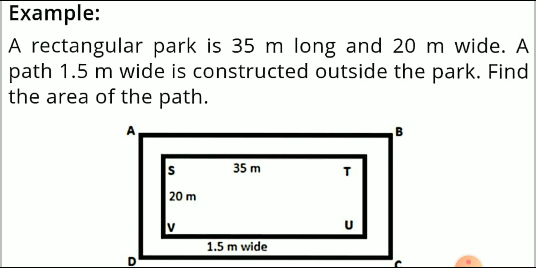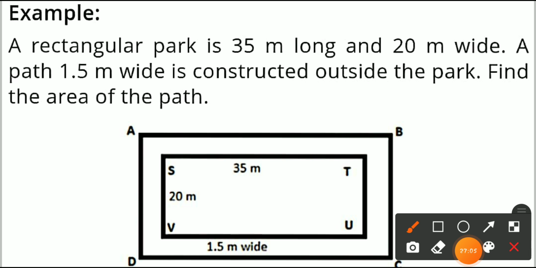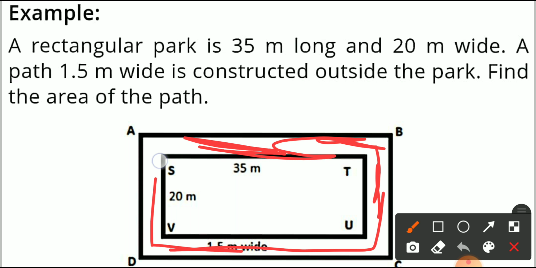A rectangular park is 35 meter long and 20 meter wide. A path 1.5 meter wide is constructed outside the park. Okay, so they are talking about this. This is a path which is constructed outside of the park, which is 1.5 meter wide.